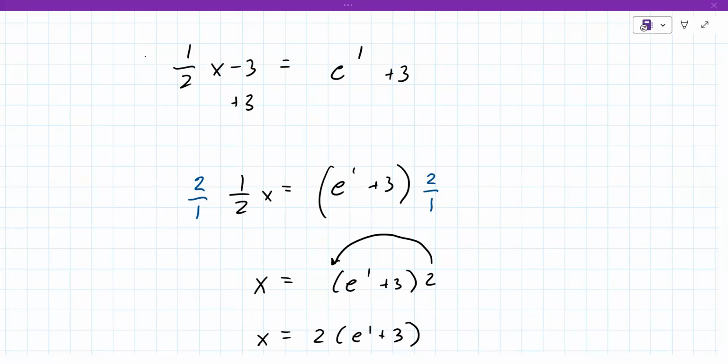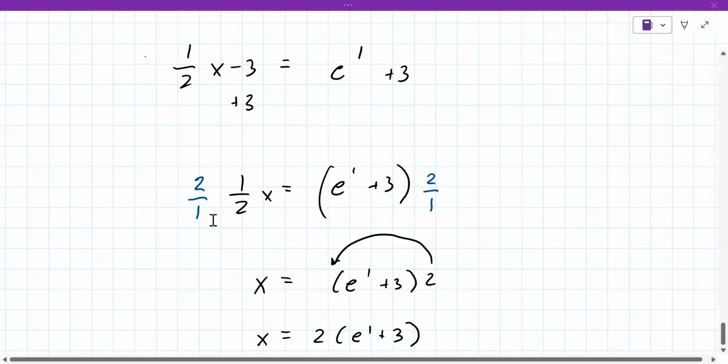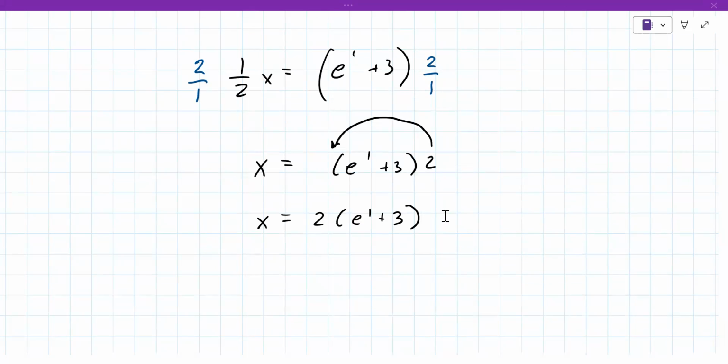Go to the calculator and give me an answer for this, please. Sure. That would be 11.43.